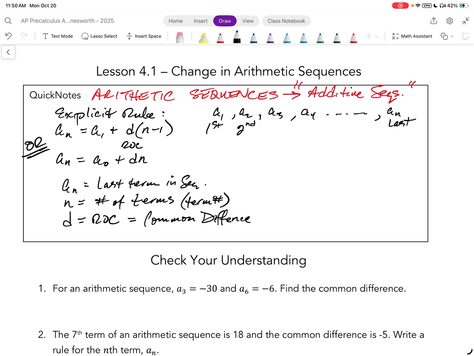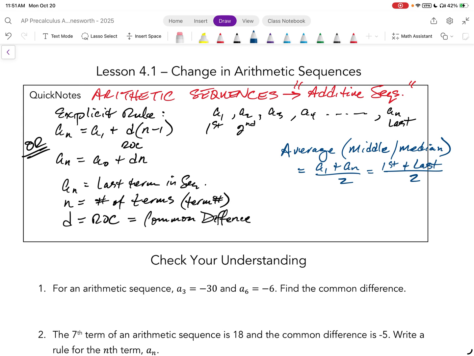The other thing that we learned was how to find the average. Let's talk about that for a moment. To calculate the average, or middle or median number, you can think of it either way, you take the first term and add it to your last term and simply divide it by 2. So in words, it's first plus last, divided by 2.